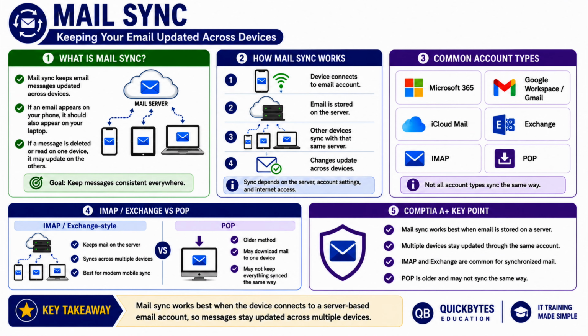For modern mobile sync, IMAP and Exchange style accounts are common because they keep messages synchronized with the server. POP is older and may download messages to one device instead of keeping everything synced the same way. For CompTIA A+, the simple idea is this. Mail sync works best when the device is connected to an account that stores email on a server, so multiple devices can stay updated.